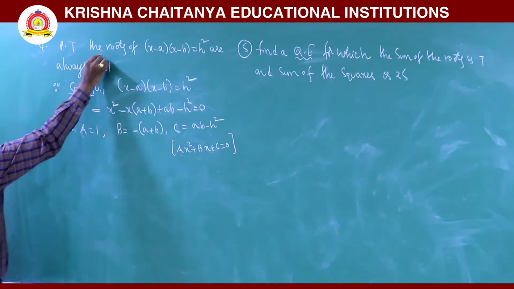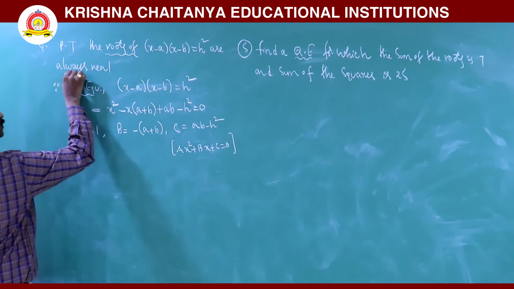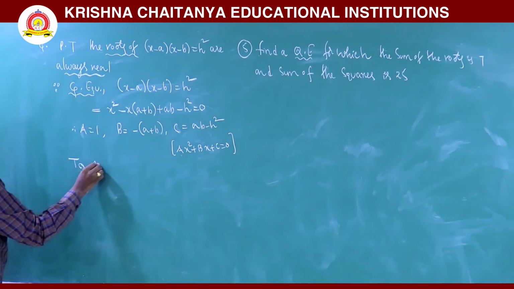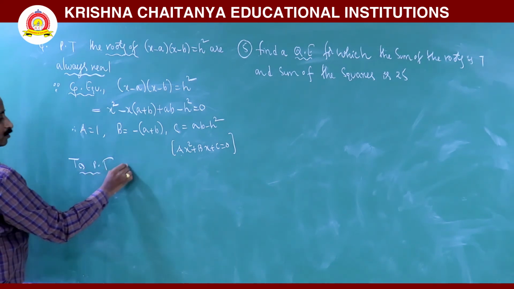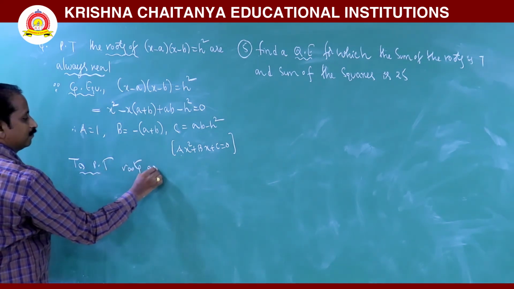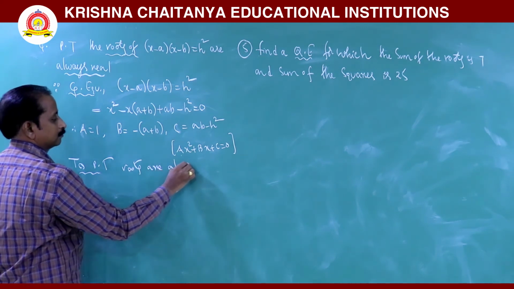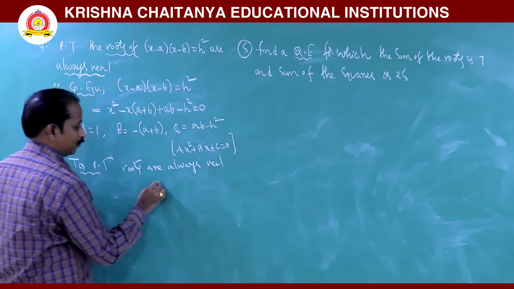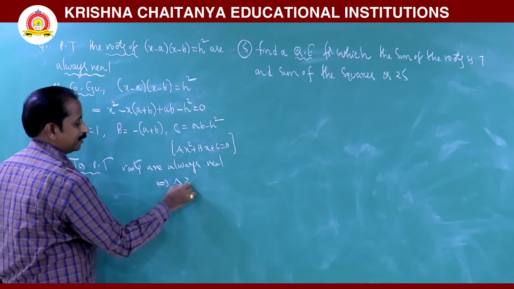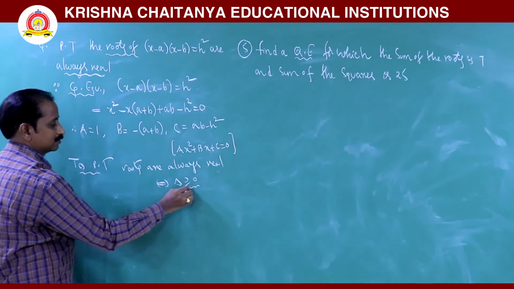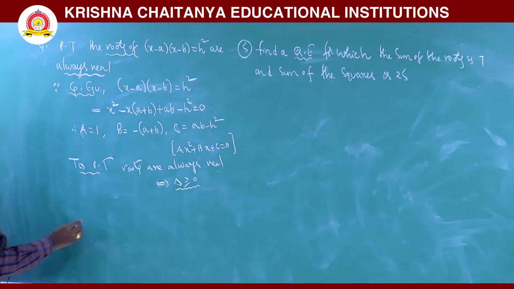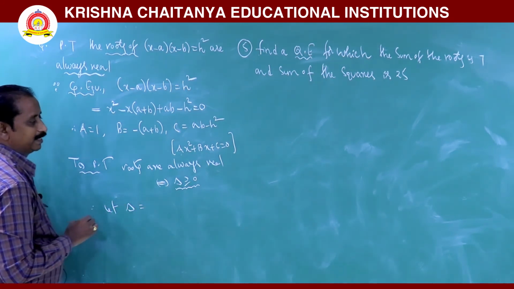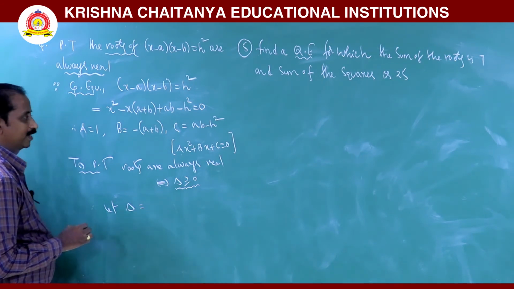What we prove is that the roots are always real. To prove that roots are always real, we prove that delta is greater than or equal to 0. This is what we prove in this problem. So let us consider delta. What is delta? Delta is nothing but b square minus 4ac.